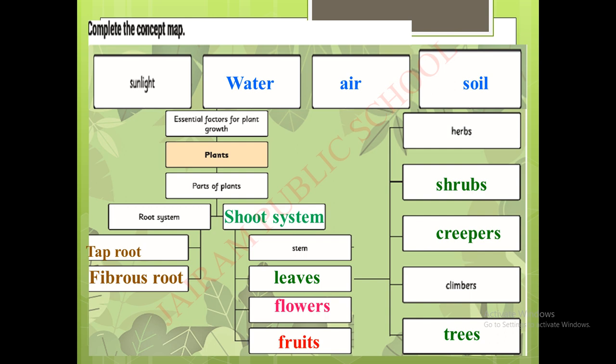They have some special roots to creep on the ground. For example, pumpkin, muskmelon, and watermelon.